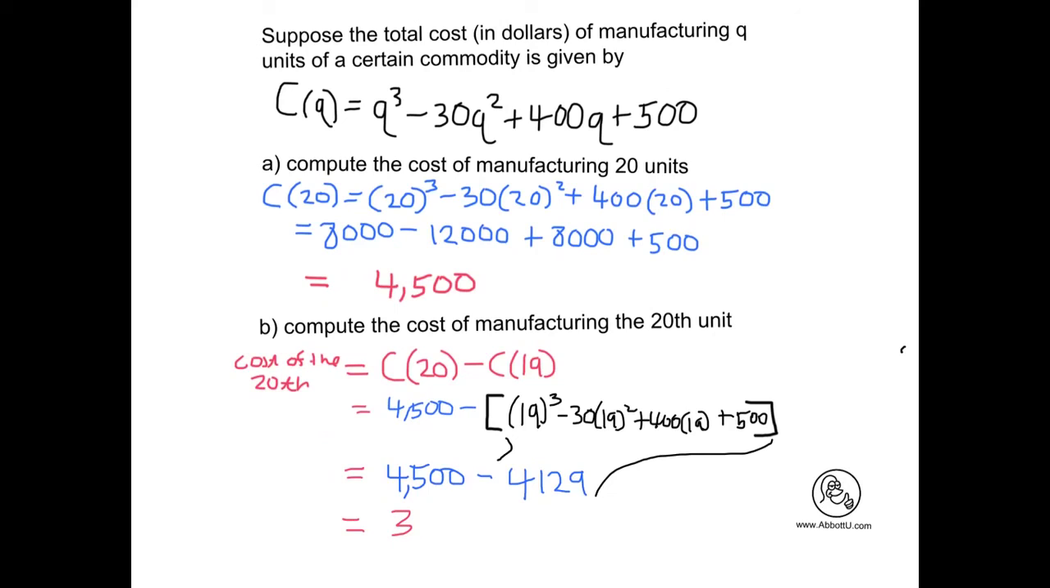So we've got 371. And that is the cost of manufacturing the 20th item.